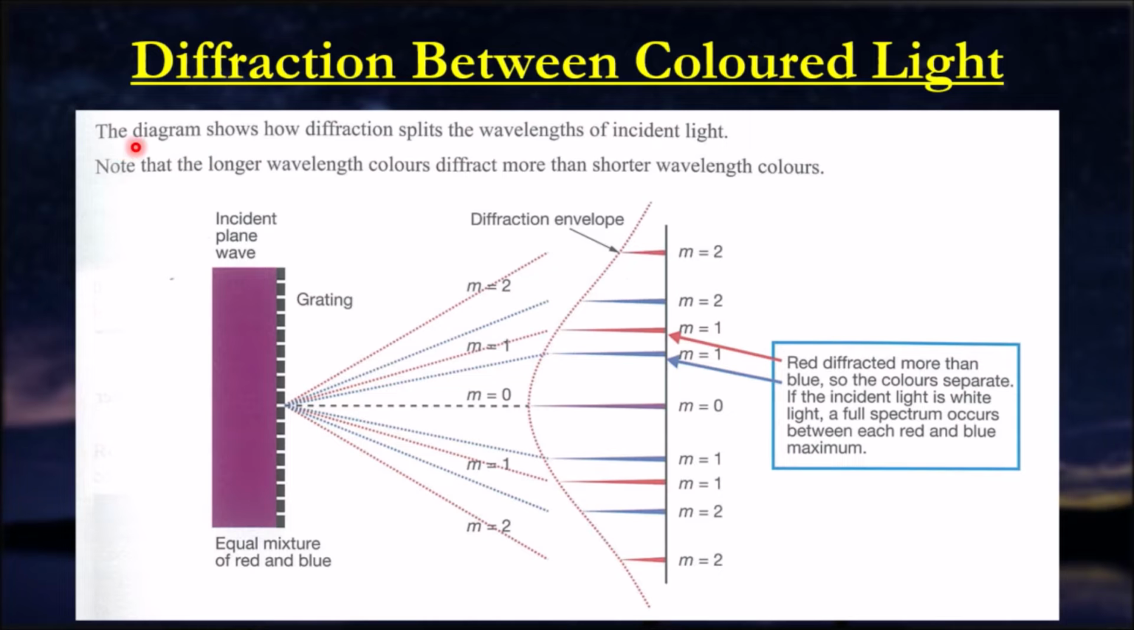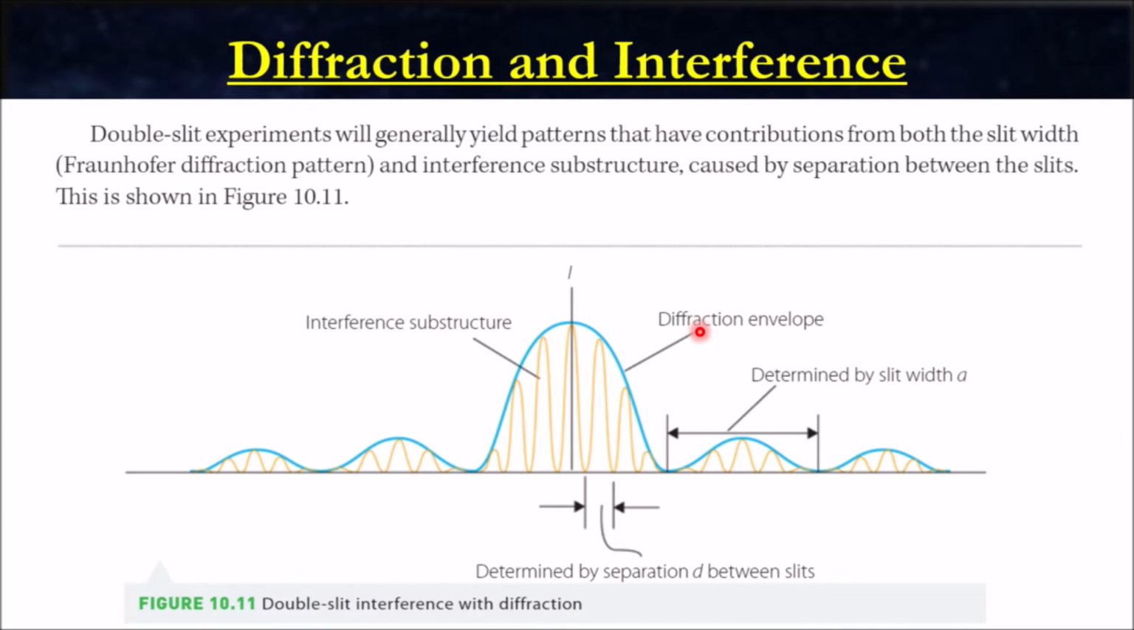And we can see that again. The diagram shows how diffraction splits the wavelengths. Note that the longer wavelengths diffract more than the shorter wavelengths. So red light will diffract more than blue, so the colors will separate. If the light is white, then a full spectrum of the rainbow showing you the equal maximums and minimums will show as well. Either way though, you'll see a similar interference pattern here.